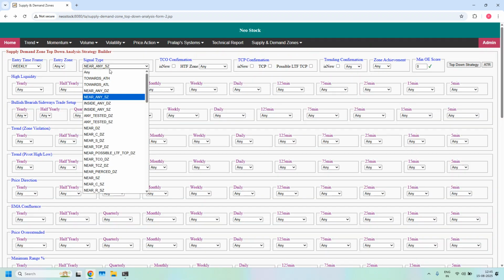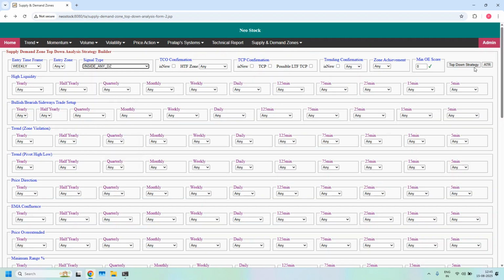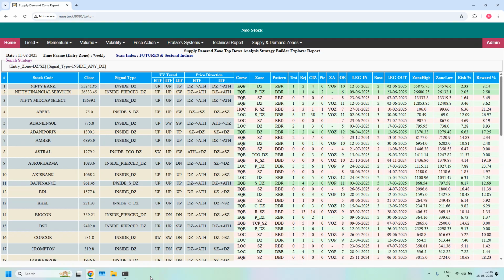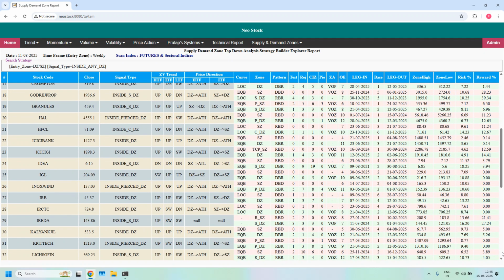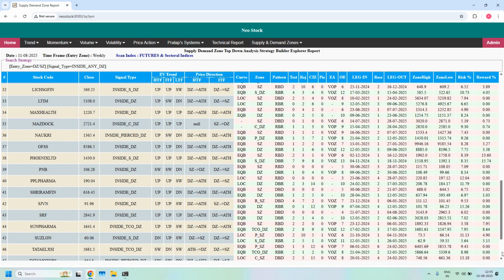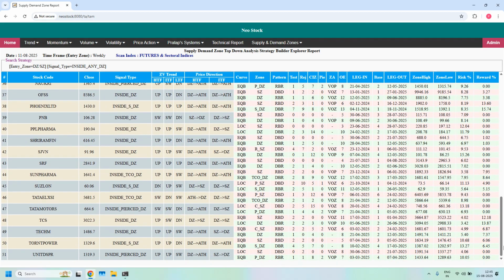Next, price closed inside the weekly demand zone. First 17 stocks in the list. I am scrolling the list down. So total 51 stocks are filtered.